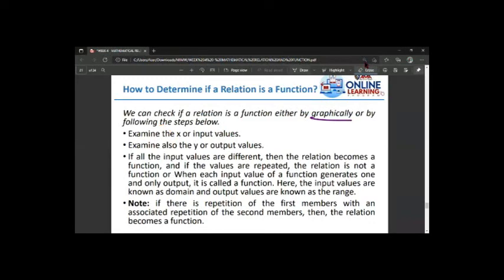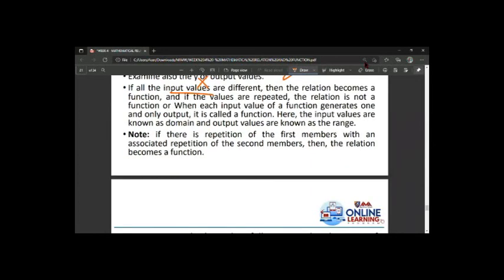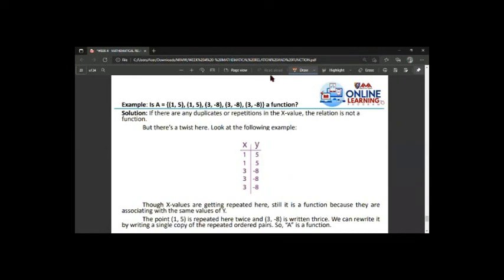So, we're done with this. Diba? Dapat yung input values or yung x or domain should be unique to tell a relation that it is a function. Pero ito yung hindi natin na-discuss. Okay. If there is a repetition of the first members or the domain and the repetition of the second members, which is the range, the relation becomes a function. What do you mean by that, sir? So from, for example, ito. Sige nga, class, is this a function or a relation? I-base mo dito sa given. Is this a function or a relation?